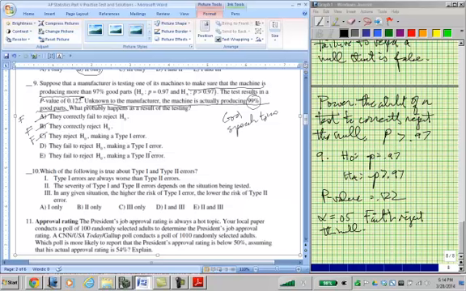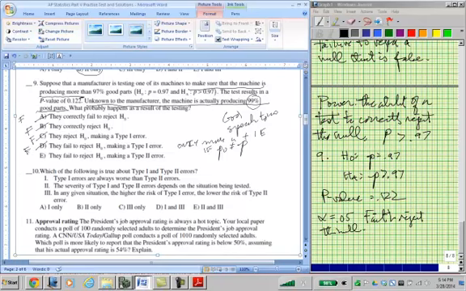You can only make a type 1 error, T1 error, if P sub 0 does not equal P, the true population proportion. Okay, so we did not make a type 1 error. Okay, so that is false.